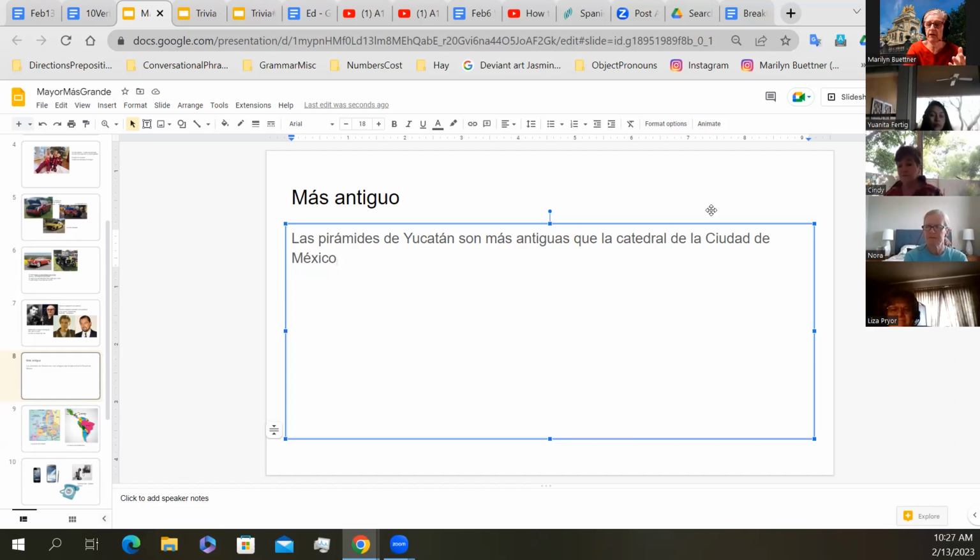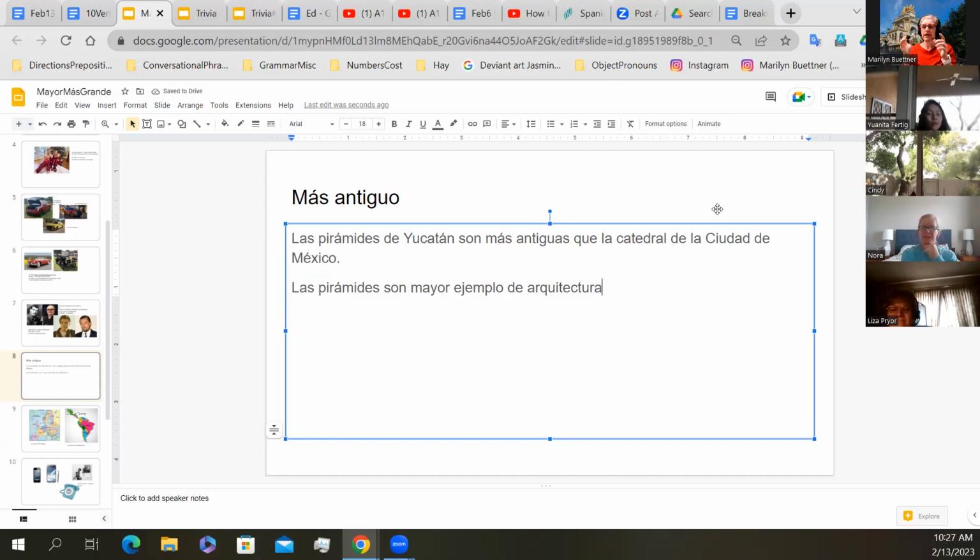Okay. Now, getting to the idea of maybe concepts, you could say, las pirámides, not just talking about their age with más antiguas, but about them being a bigger concept thing, like son mayor ejemplo de arquitectura.